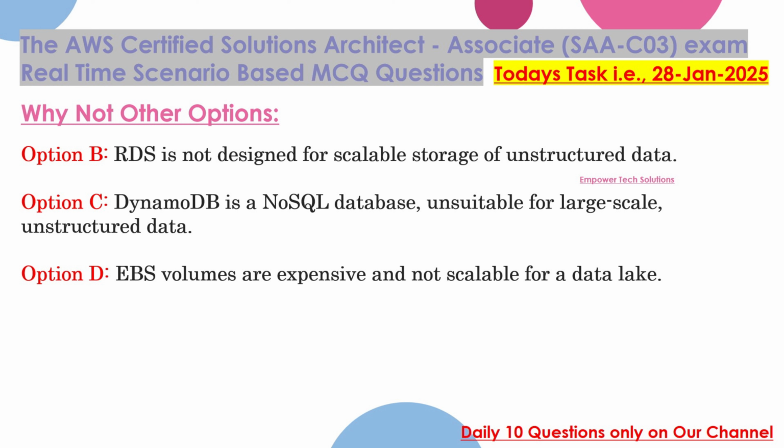RDS is not designed for scalable storage of unstructured data. Option C. DynamoDB is a NoSQL database, unsuitable for large-scale, unstructured data. Option D. EBS volumes are expensive and not scalable for a data lake.